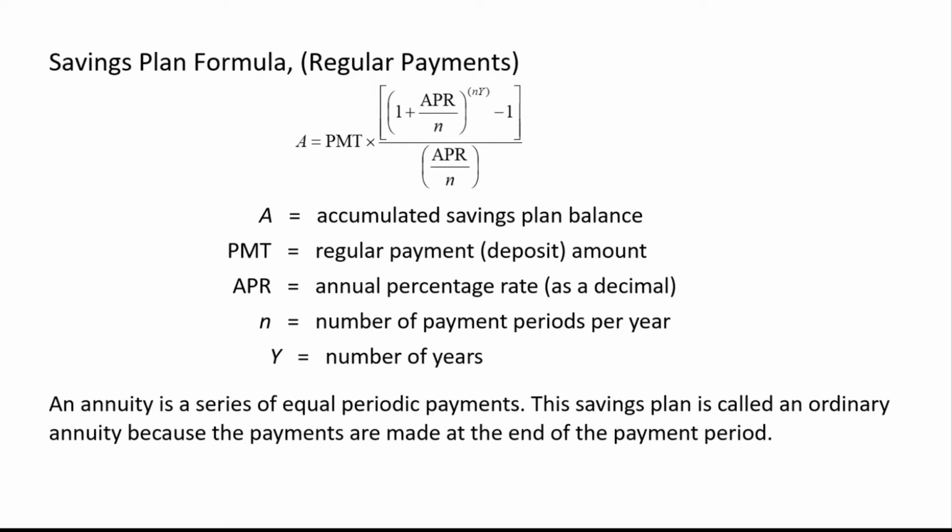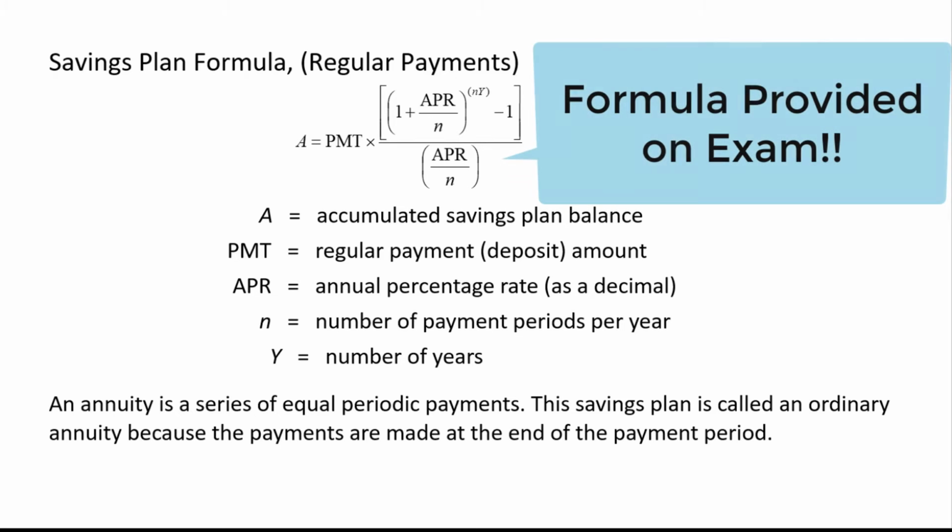PMT is equal to the regular payment or deposit amount. APR is equal to the annual percentage rate expressed as a decimal. N is the number of pay periods per year. Y is the number of years. An annuity is a series of equal periodic payments. This savings plan is called an ordinary annuity because the payments are made at the end of the payment period. This formula will be provided for you on all future tests.